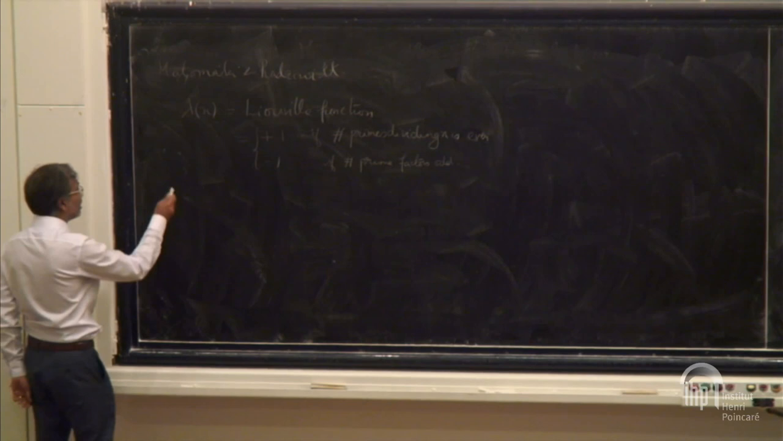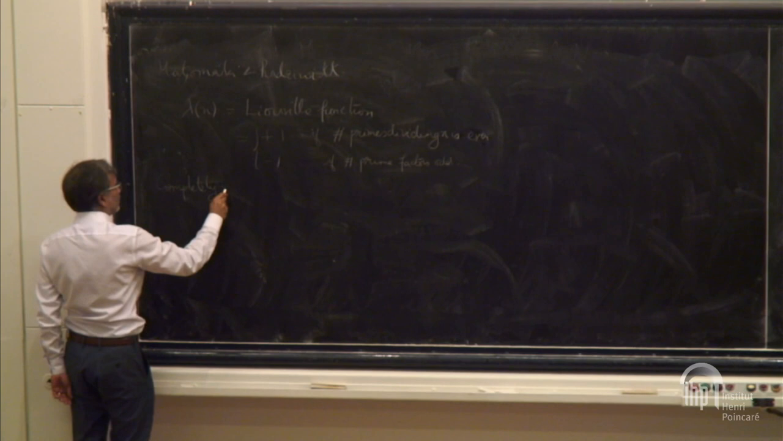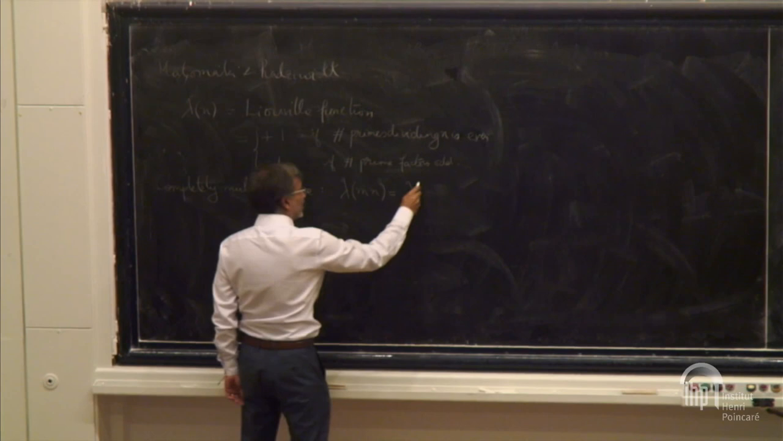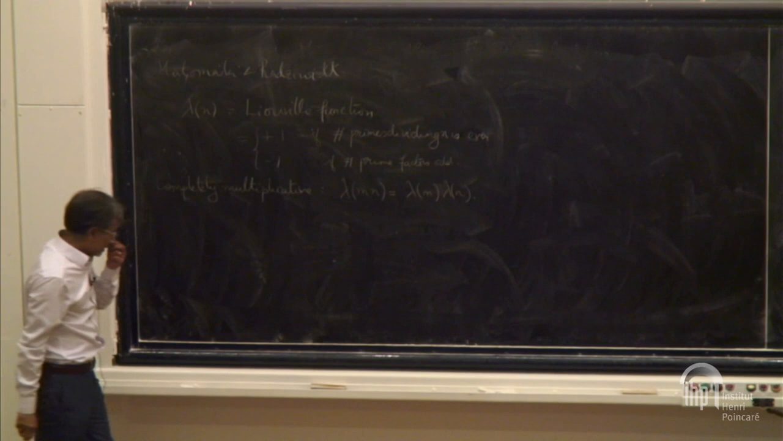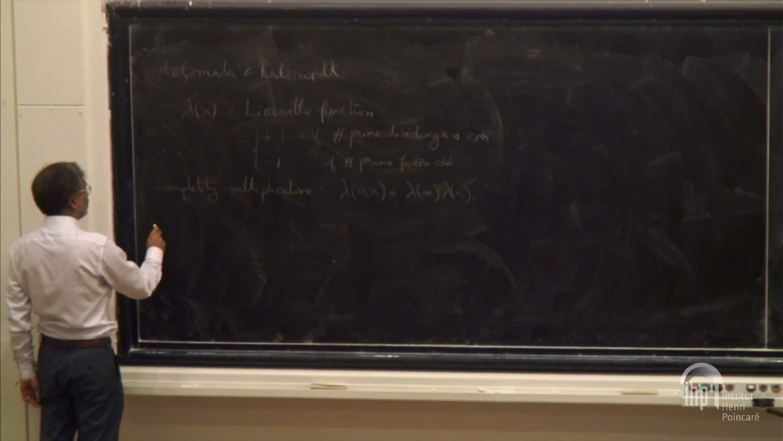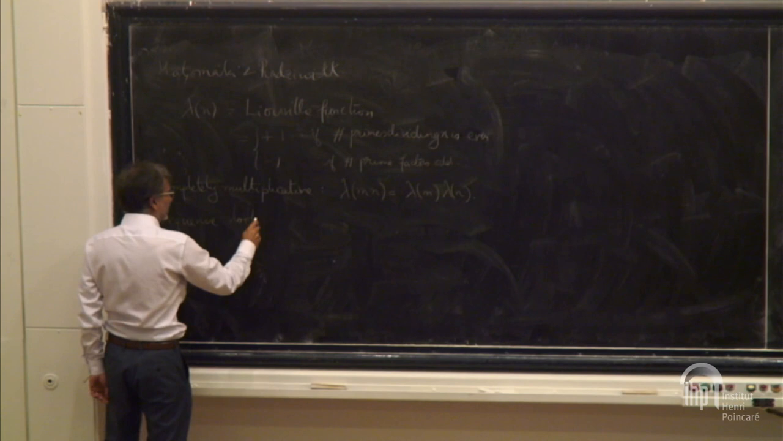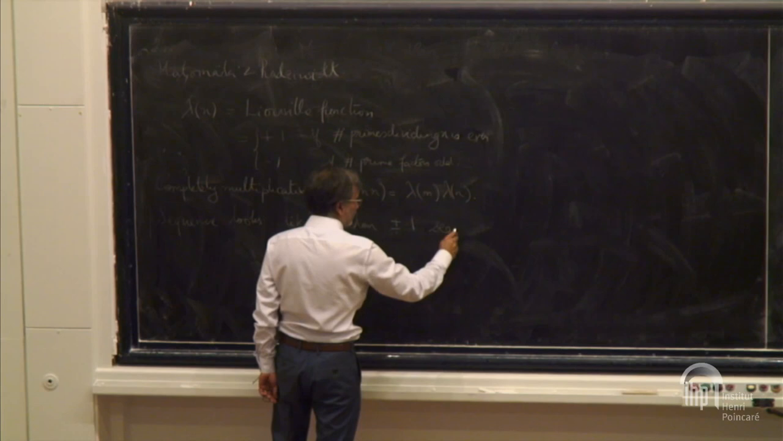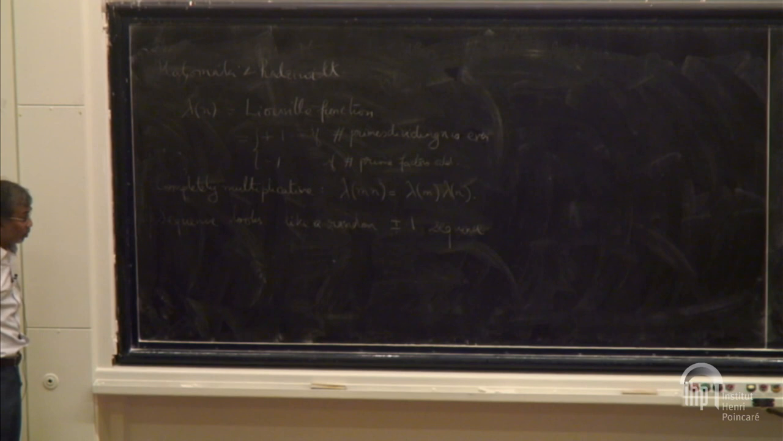And this function is completely multiplicative. Which means that lambda of m times n is the same as lambda of m times lambda of n. And we can ask, what does this sequence of +1s and -1s look like? There's a general belief that this sequence of +/-1s looks like a random sequence. So just like a number of coin tosses, showing up +1 equally often and -1 equally often.